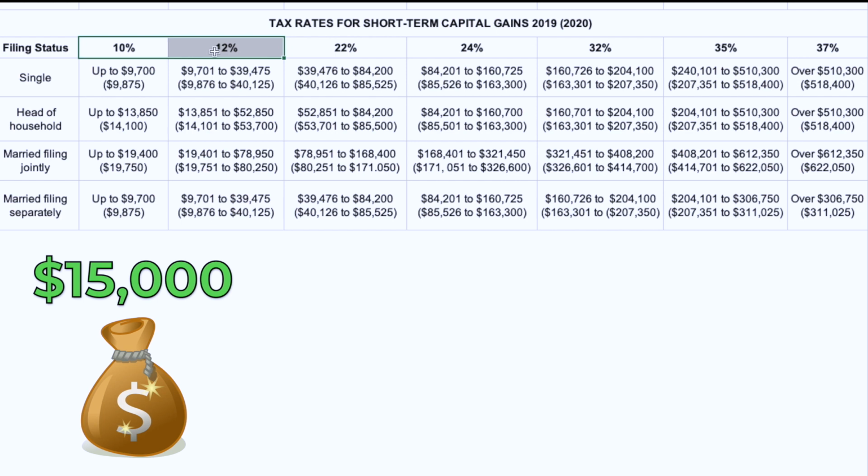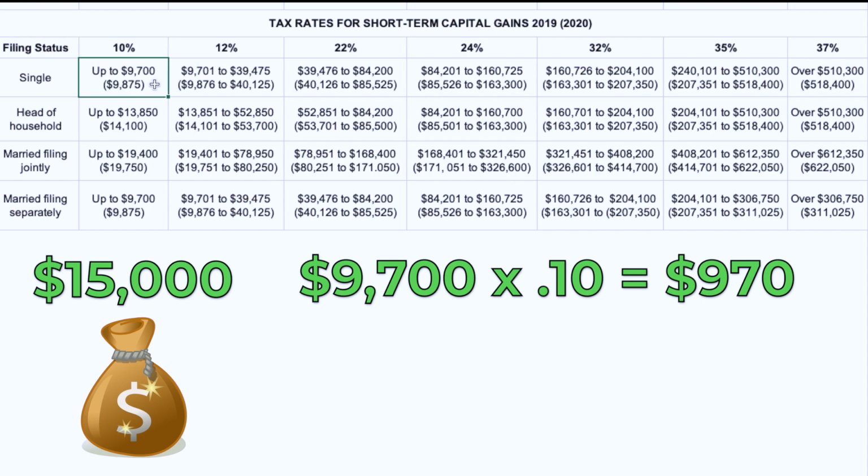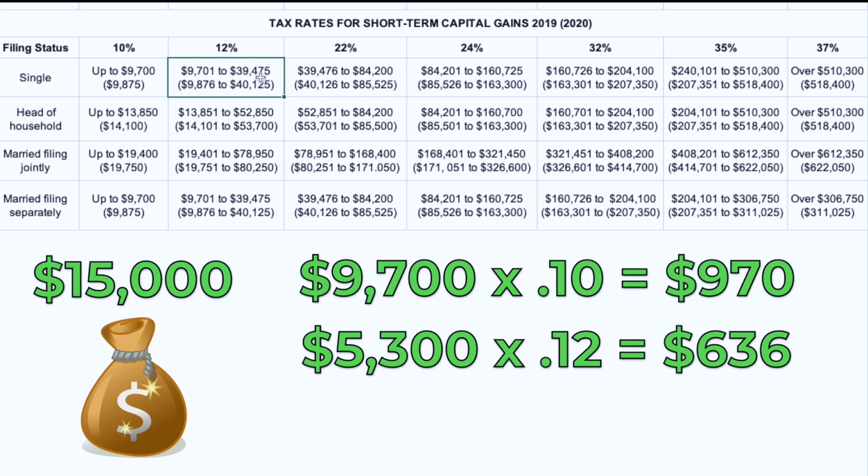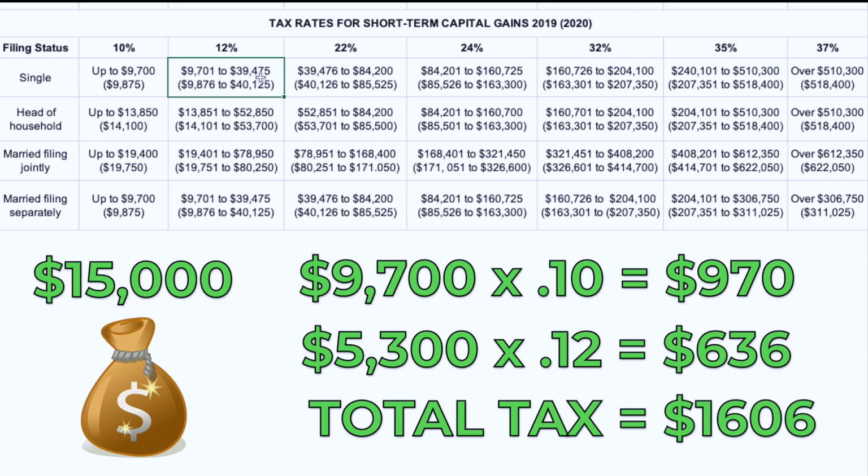A common mistake that people make is that they see $15,000 belonging to the 12% category and they just conclude that the whole $15,000 is taxed at 12%, which is wrong. The right way is this. The first $9,700 is taxed at 10%, and whatever is left will be pushed to the 12% tax rate and be taxed at 12%. In this case, it's the remaining $5,300, and if you were to do some quick math, you'll find out that your total tax is $1,606.